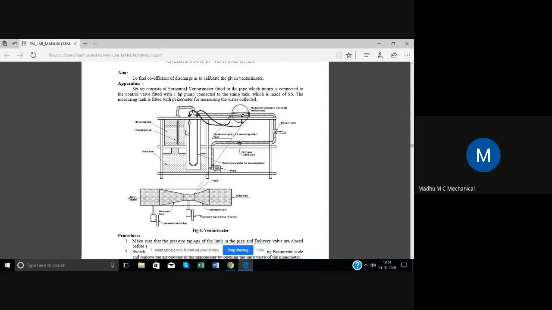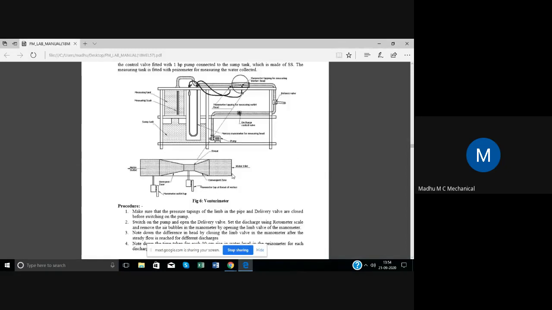So again, you have the same tank, you have a scale which shows how much water is going to be lifted. Then from here, this is the pipe, and here they have fitted the venturimeter inside the pipe. And here again, the connection is there to the pump, where the pump is going to pump the water and it's going to get circulated. Now, look at this figure. This is the cross-sectional figure of the venturimeter.